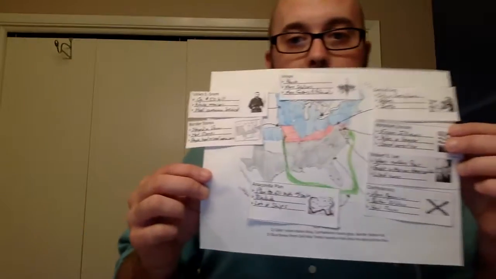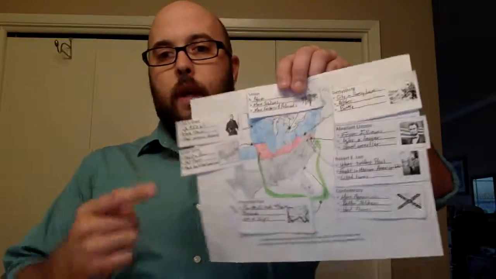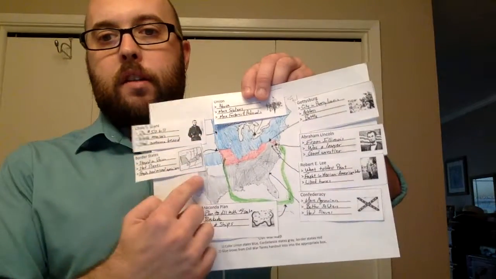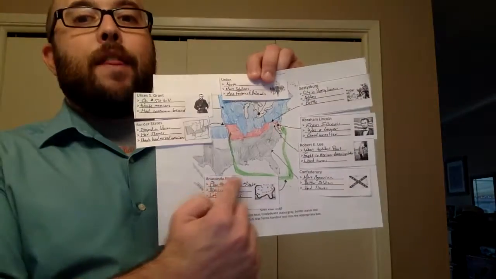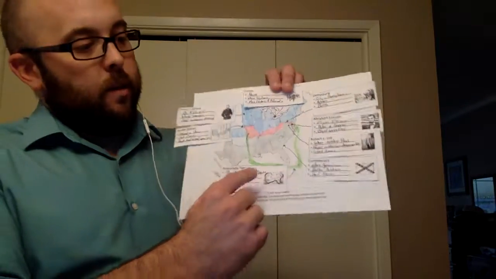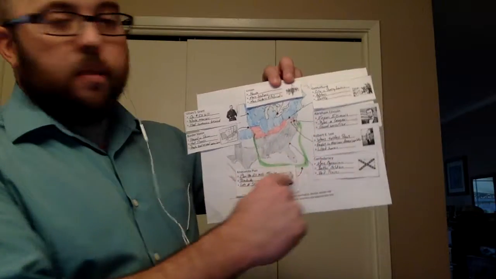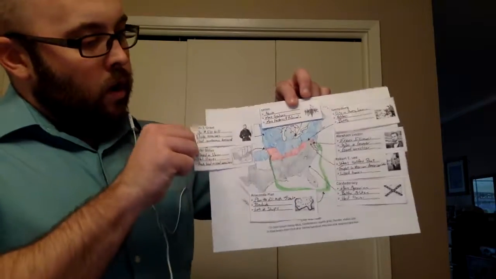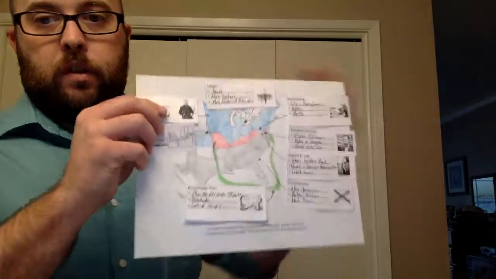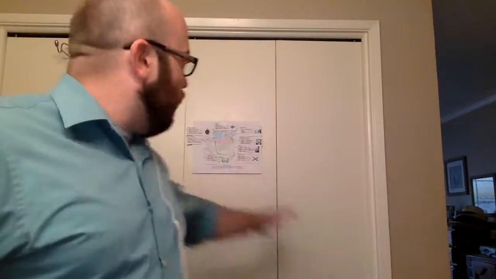When you're done, it's going to look a little something like this, okay? So you see how you have the blue Union states, the red border states, and the gray Confederate states. You also got the Anaconda Plan. It's a big green snake going around, and all the boxes filled out with the important information. So what I'm going to do, I'm going to take this example and post it right up here. So if you get confused with it at any point while you're working on it, you can come up and take a look right up there.